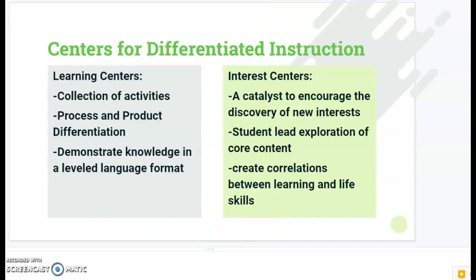So there are two major categories of differentiation centers, which is learning centers, which is a collection of activities that are going to focus on the process and product of differentiation and demonstrate knowledge in a leveled language format. And then interest centers, which is going to be a catalyst to encourage the discovery of new interests. It's typically student-led exploration of core content, and it creates correlations between learning and life skills.